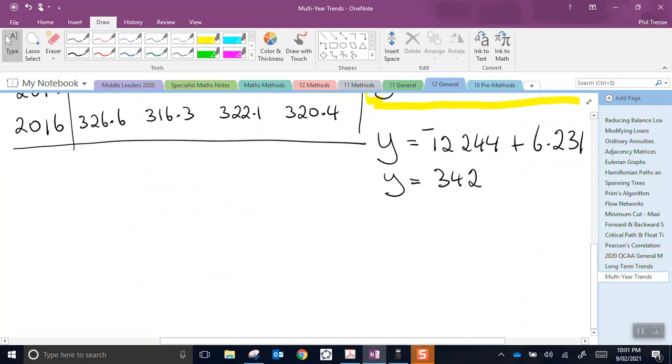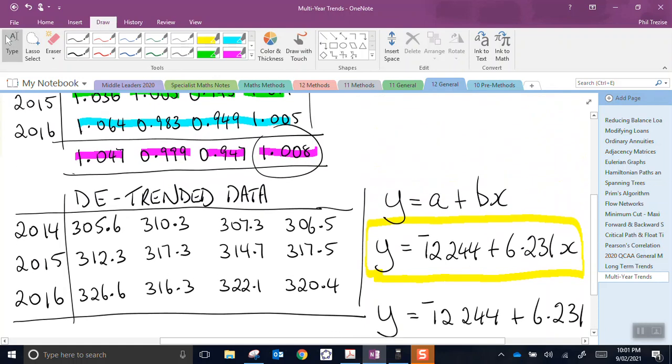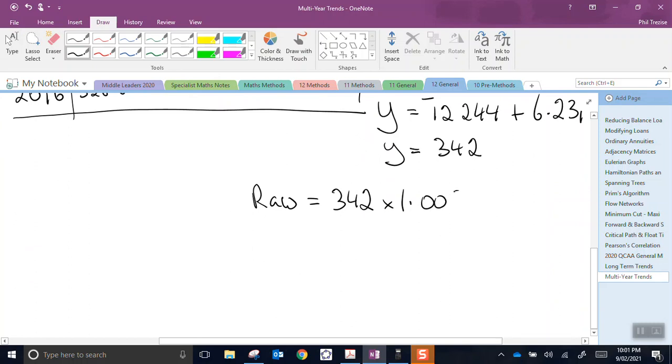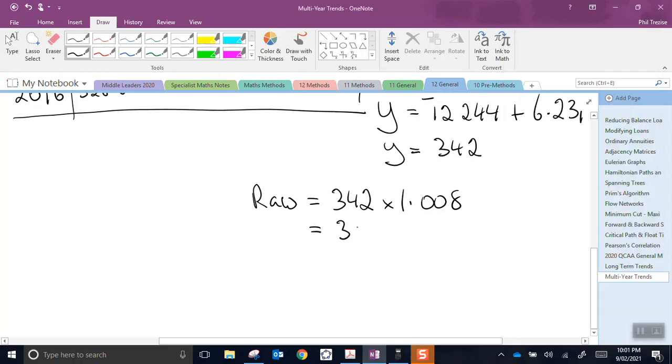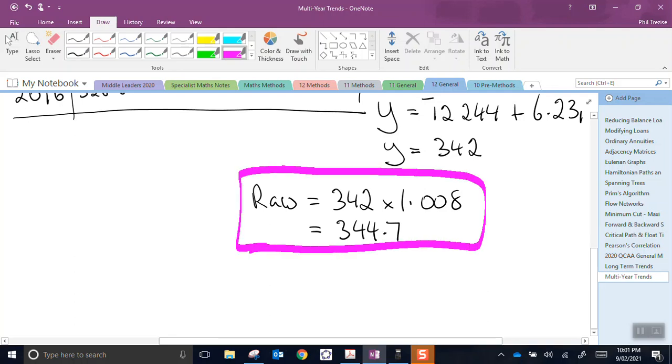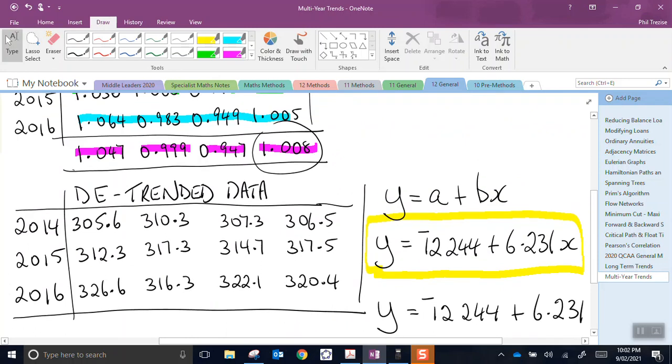So that's a detrended value. If I wanted a raw value, I would take that number of 342, and this time instead of dividing, I'll multiply by 1.008. So I'll just multiply by 1.008, and I have 344.7. That's my prediction for the value at the end of 2019, or 2020.0, if you like, the beginning of 2020. The reason I had to use that index is because it matched at the end there.